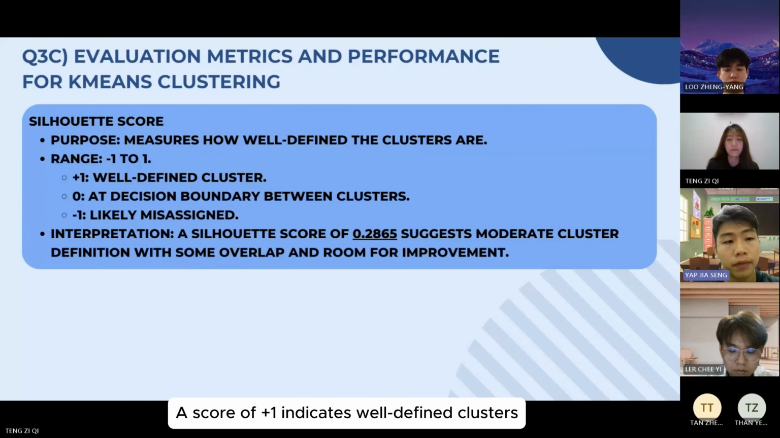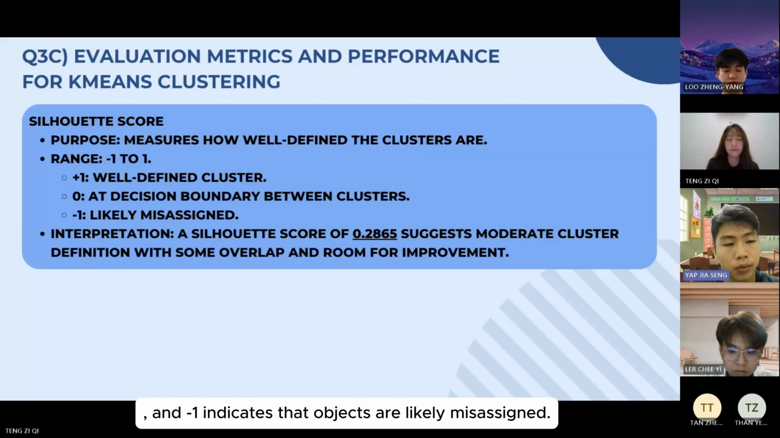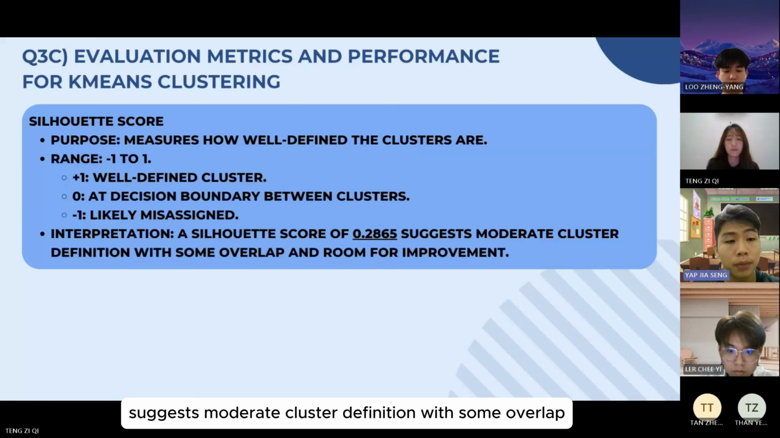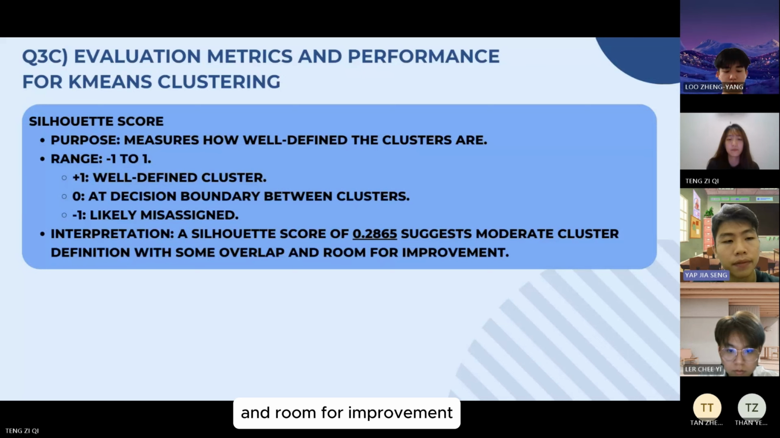A score of +1 indicates a well-defined cluster, 0 indicates an object is on the boundary between clusters, and -1 indicates that objects are likely misassigned. In our case, a silhouette score of 0.2865 suggests moderate cluster definition with some overlap and room for improvement.